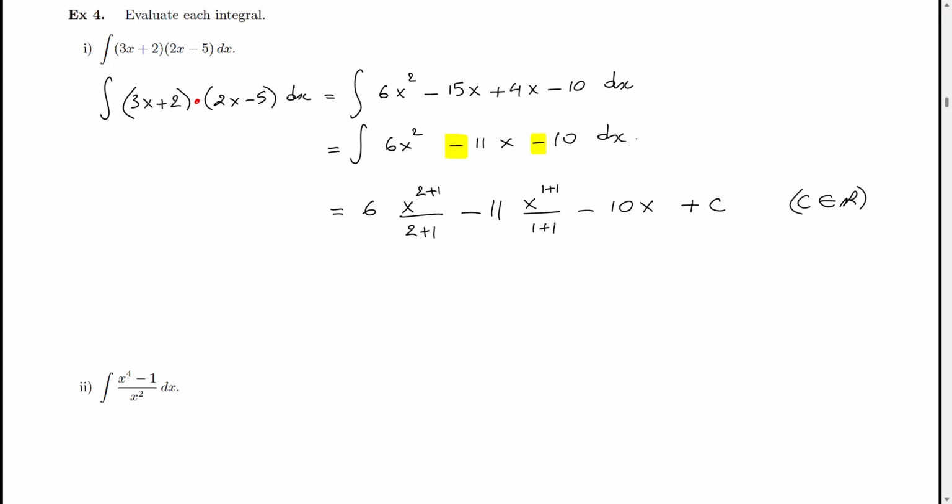So this is basically doing all the rules that we learned just mentally, and you can see it's a lot quicker this way. It's a lot faster.